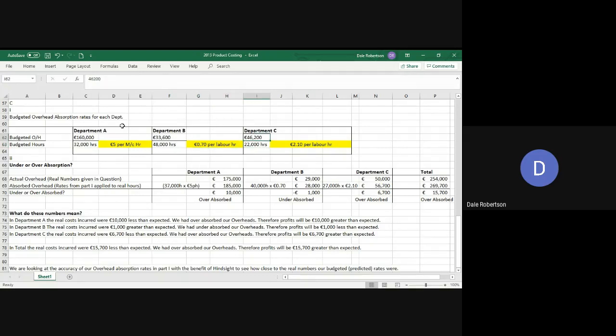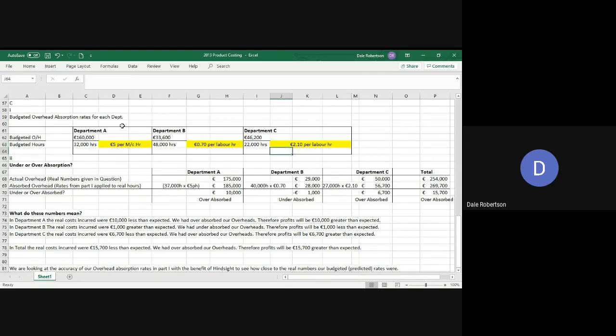And in Department C, the overhead is 46,200, and there is only labor hours. So therefore they take away our choice here. We have to go with labor hours, and that's going to be €2.10 per labor hour. And that is part one completed, getting those budgeted overhead absorption rates for the three departments.